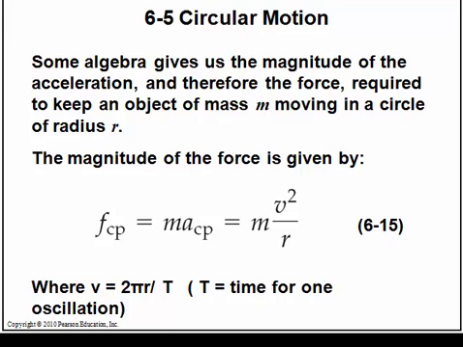Algebra gives us the magnitude of the acceleration and therefore the force required to keep an object of mass m moving in a circle of radius r. The magnitude of the force is given by Fc equals m times ac, or m times v squared over r, where v is the tangential speed and is the circumference divided by the time for one revolution.